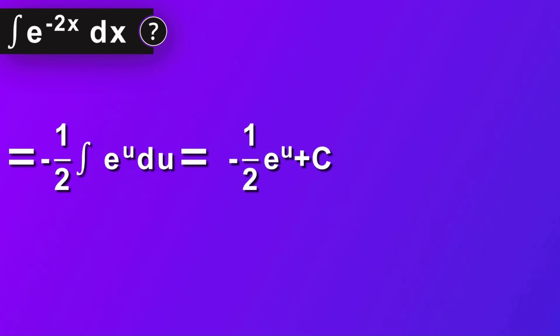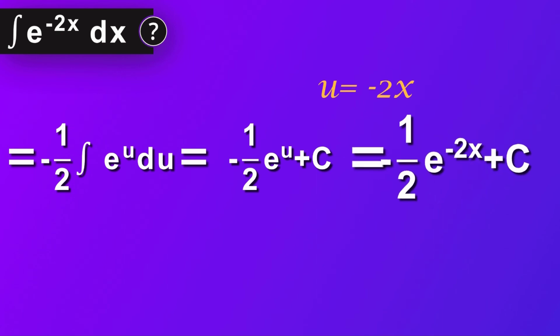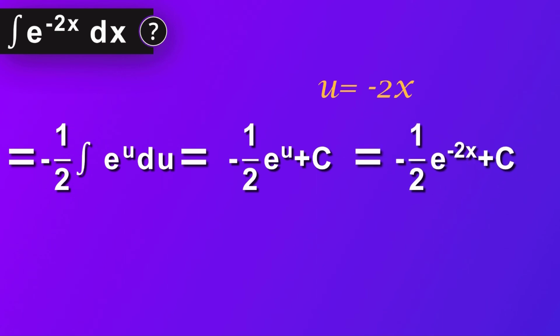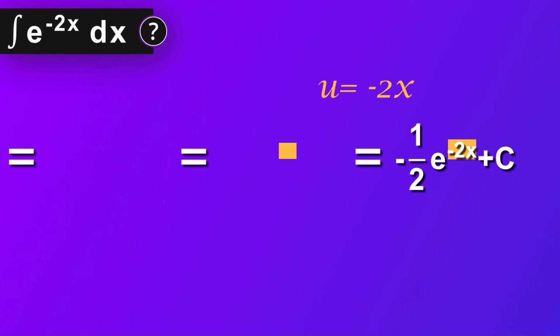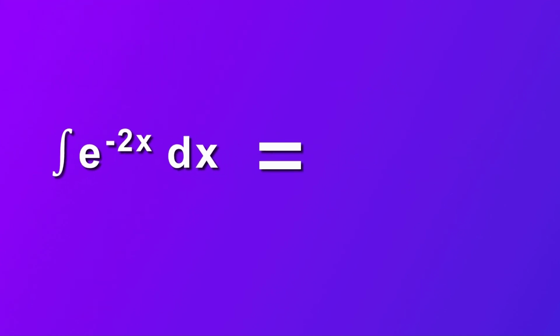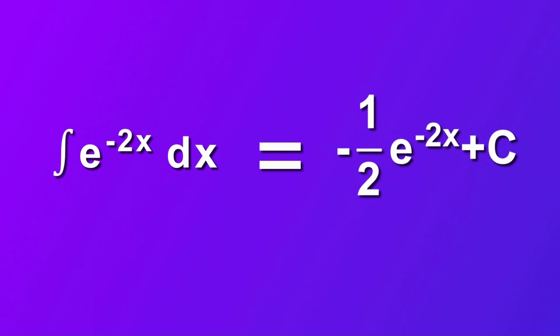We have to come back to our problem, and it was formulated using variable x. We used u substitution, and now we have to come back to x. So instead of u, we now insert minus 2x. We've got minus half multiplied by e raised to minus 2x plus constant c as a result of our problem. Finally, the indefinite integral of e raised to minus 2x by dx is equal to minus half times e raised to minus 2x plus constant c.